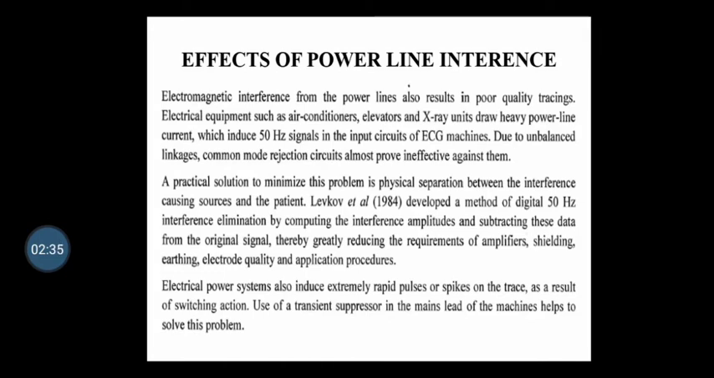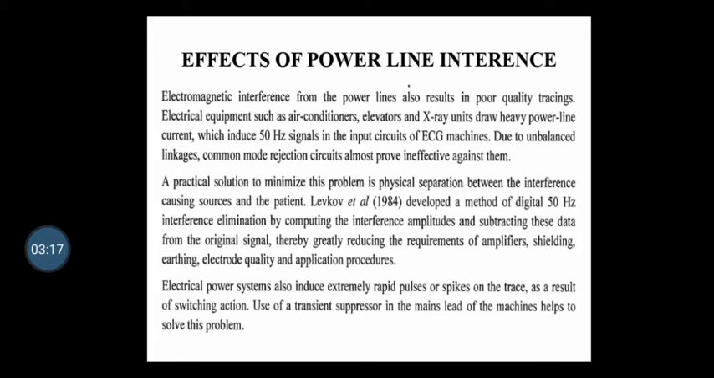Before that, we are going to see what the effects of power line interference are. Electromagnetic interference from the power lines also results in poor quality tracings. Electrical equipment such as air conditioners, elevators and X-ray units draw heavy power line current, which induces a 50 Hz signal in the input circuits of the ECG machine. Due to unbalanced linkages, common mode rejection circuits prove almost ineffective against them. A practical solution to minimize this problem is physical separation between the interference causing sources and the patient.